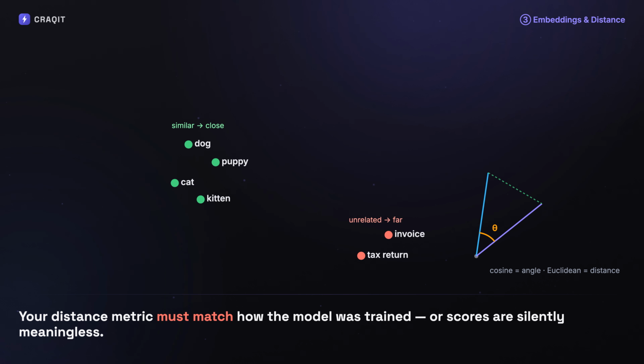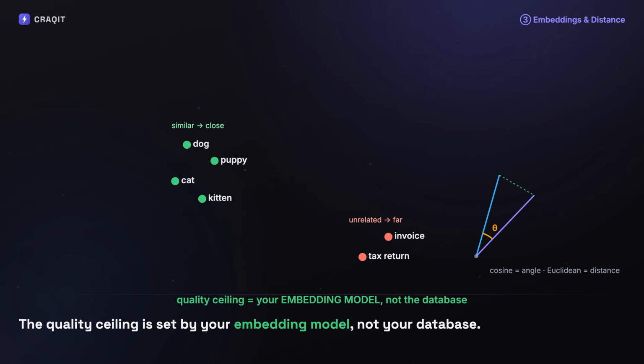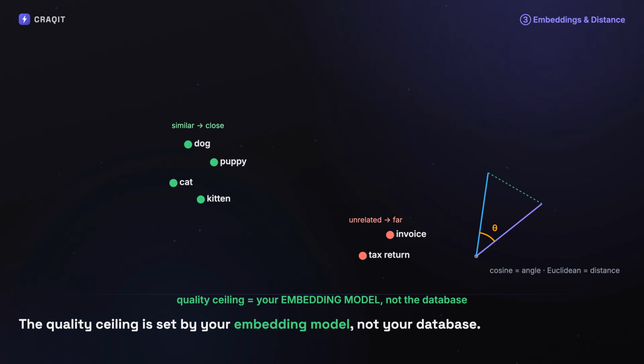And here's the punchline that reframes the whole interview. The quality ceiling of your entire system is set by your embedding model, not your database. A better embedding model helps far more than a fancier index. That's why the staff-level line is, the embedding model choice matters more than the database choice. The database only makes retrieval fast. It can't make a bad embedding mean something.